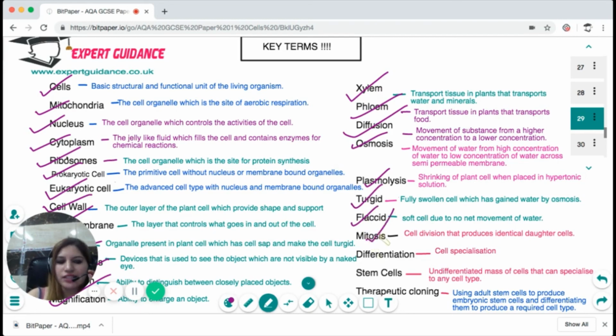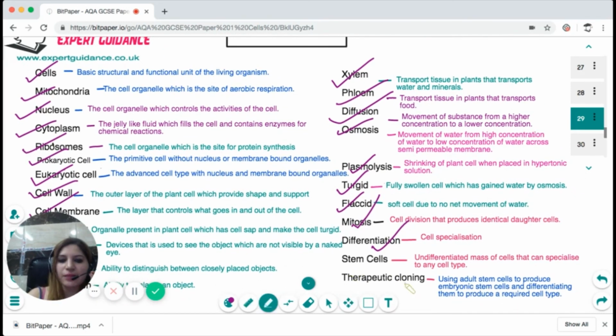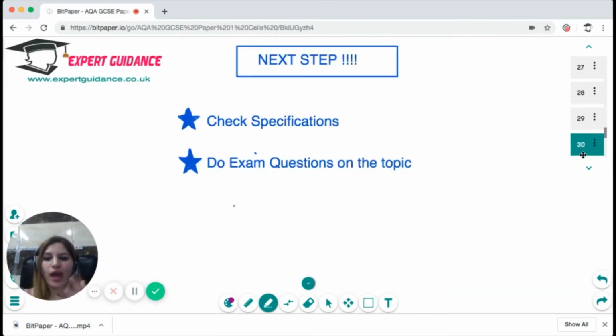Mitosis is cell division that produces identical daughter cells. Differentiation is cell specialization. A stem cell is an undifferentiated cell that can specialize into any cell type. And therapeutic cloning is using adult cells to produce embryonic stem cells and differentiating them to produce a required cell type. So I hope now you are well clear with this topic.